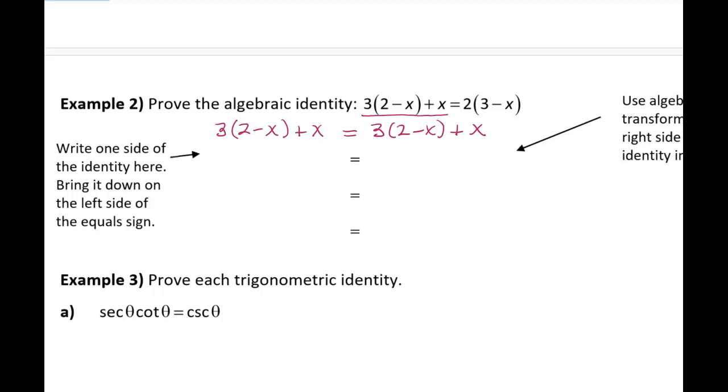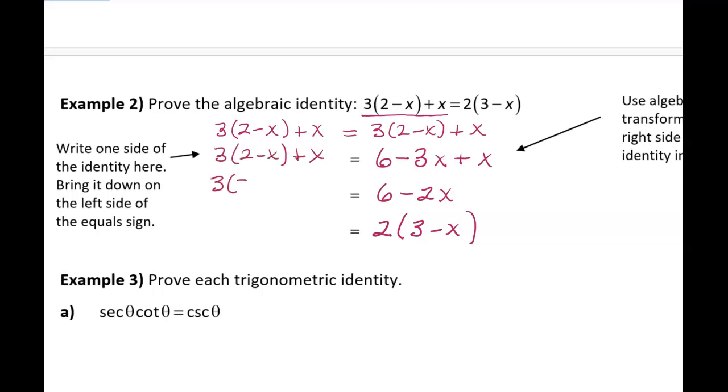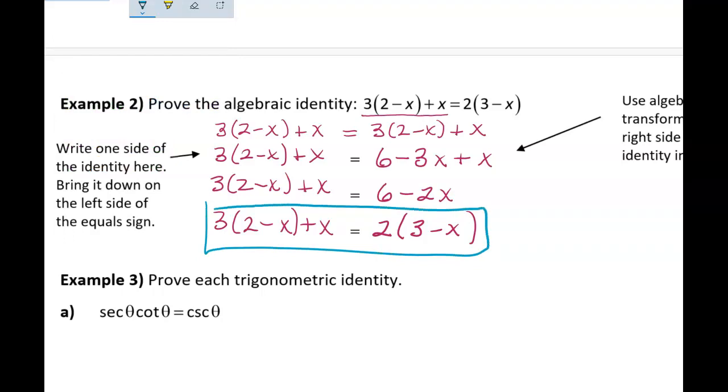So 3 times 2 minus x, we can use the distributive property on it, and we get 6 minus 3x. And then we can combine like terms till we get 6 minus 2x. Negative 3x and x are negative 2x. And then we can just factor out that 2, and we get 2 times 3 minus x. Notice on the right side of the equation, we can just bring that side down. And so, by the time we get to the last equation, we've actually written the statement that we tried to prove.